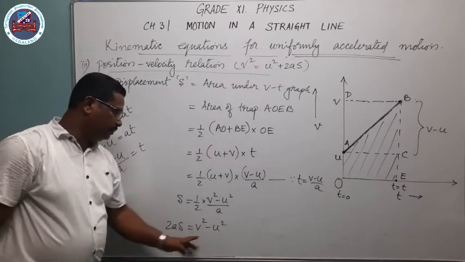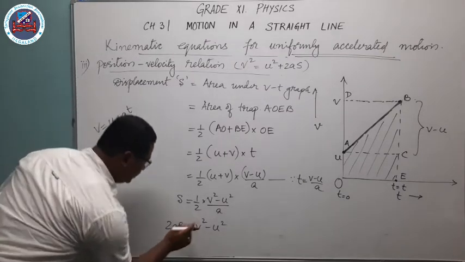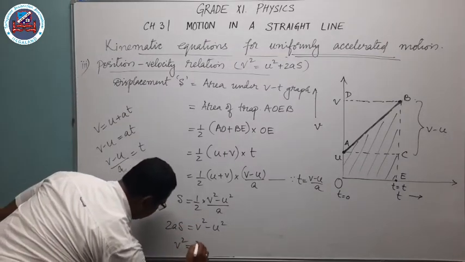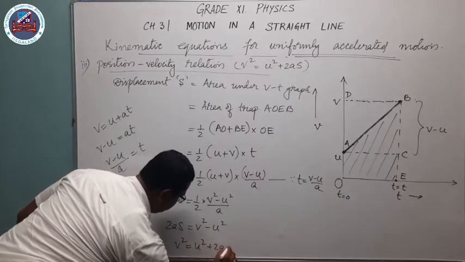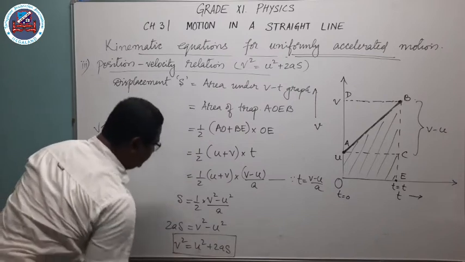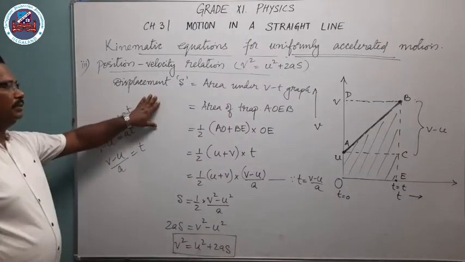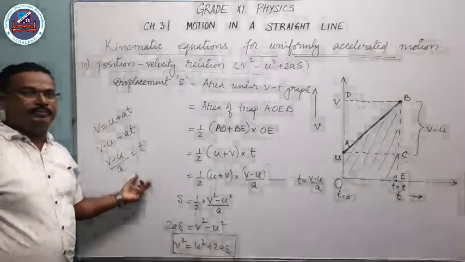If you bring the u square this side, minus will become plus, and you get the relation v square is equal to u square plus 2as. This is your position velocity relation, or we call this the third equation of motion. This is how you can get it graphically.